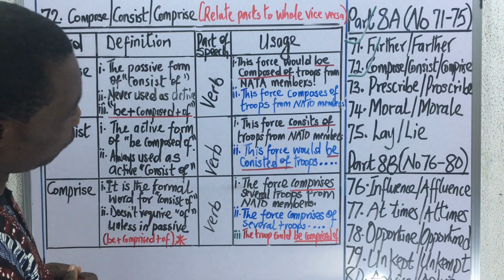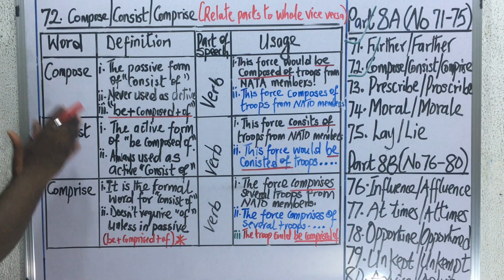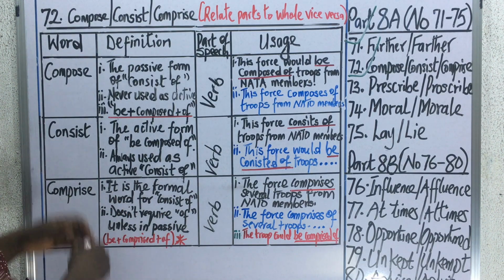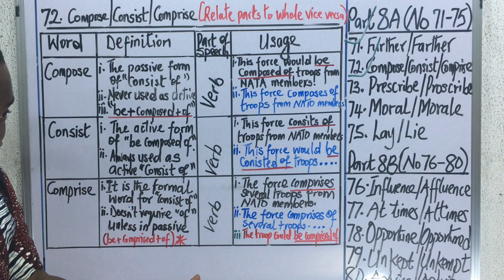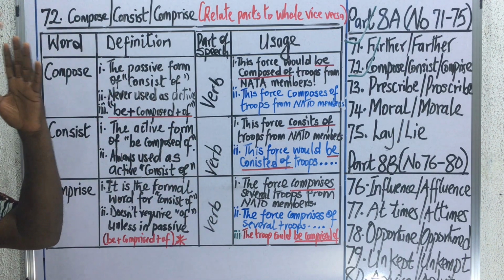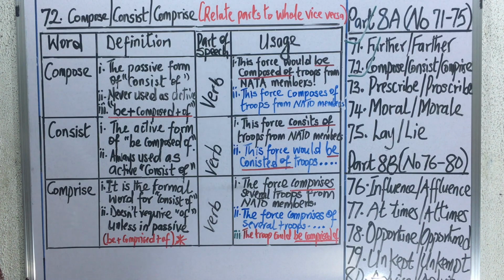Now let's start with the first word. The first word we have here is compose. What's the meaning of compose? Compose is used to say what something is made of. Fine. What about consist? What something is made of. What about comprise? What something is made of. So you can see that we are in for a very serious conflict in usage.